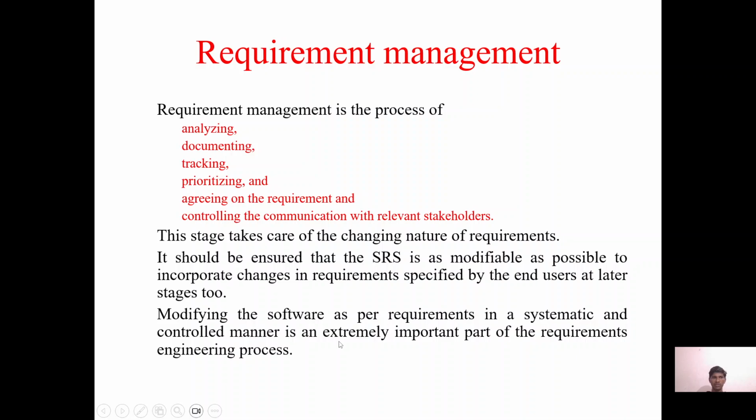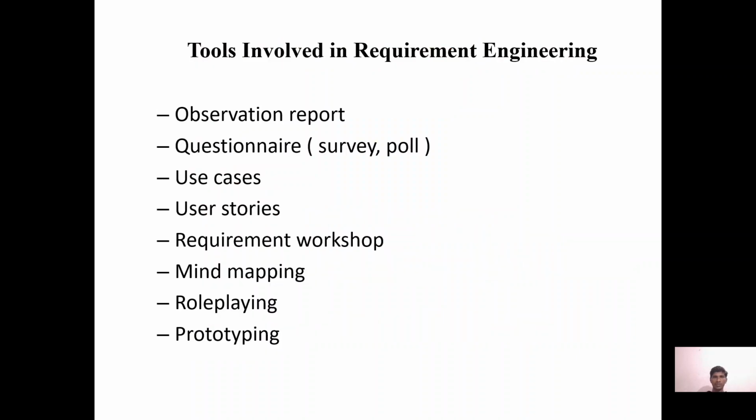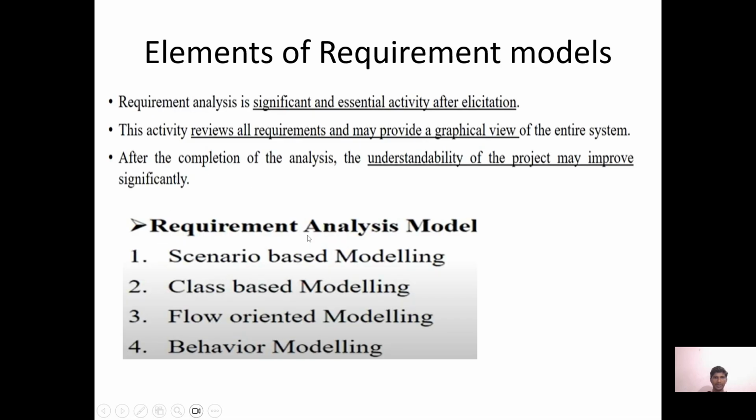At last, requirement management. As we saw earlier, requirement management is the analyzing, documentation, tracking, prioritizing and agreeing on the requirements and controlling the communication with relevant stakeholders. At last, you will have the SRS, and we will see whether the requirements are gathered in this phase. The tools required for requirement management are observation report, questionnaires, use cases, user stories, requirement workshop, mind mapping, role playing and prototyping. So these are all the tools involved in requirement engineering.